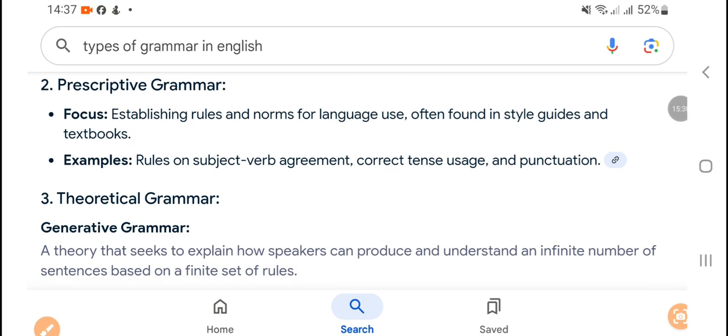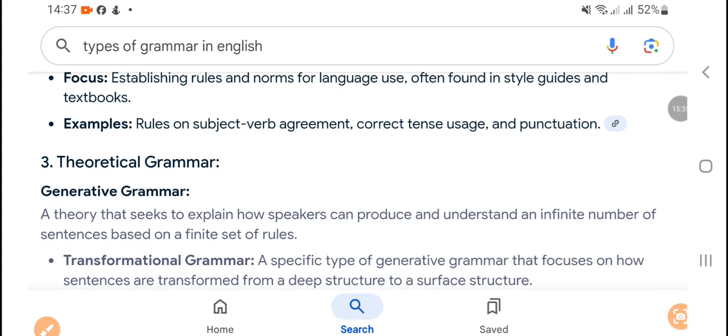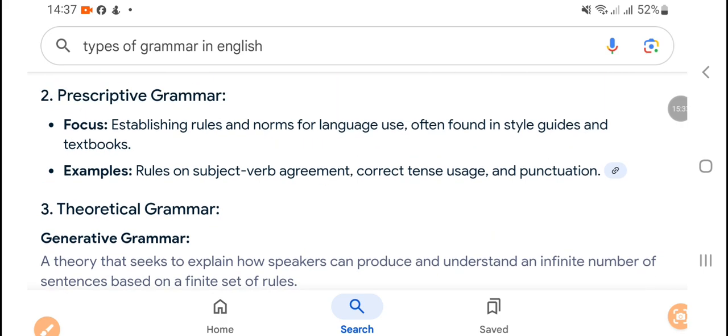But for informal language we use descriptive grammar, right? Now the next one is prescriptive grammar. So what is prescriptive grammar? Establishing rules and norms for language use, often found in style guides and textbooks, right?